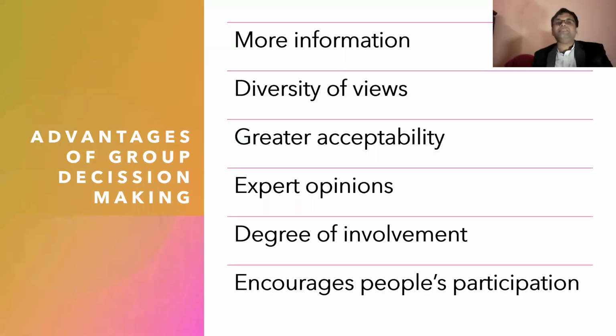So what is the advantage of group decision making? Simple. Number one is more information. If a larger number of people are giving information, definitely we have diversified information, diversified ideas with varied usefulness. People with varied experiences and skill sets will be giving more information. Diversity of views, that's true. Different people will be giving different views. So that may be useful.